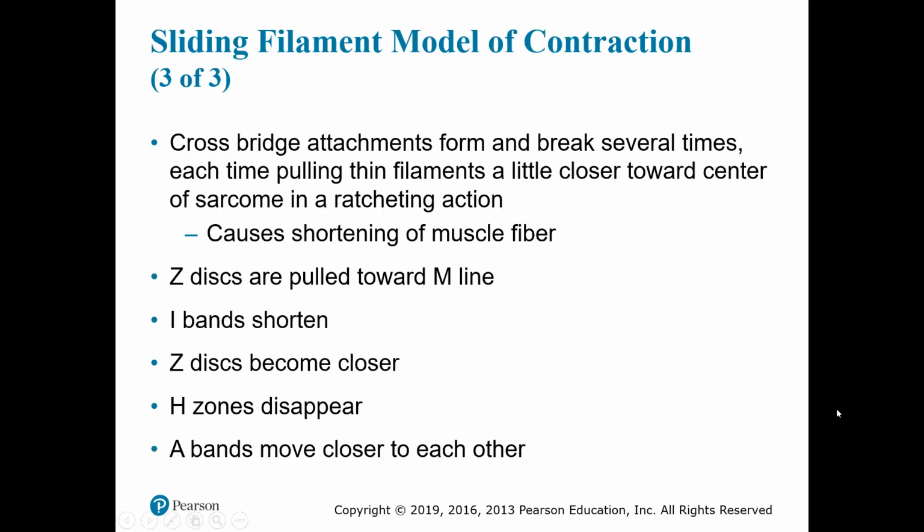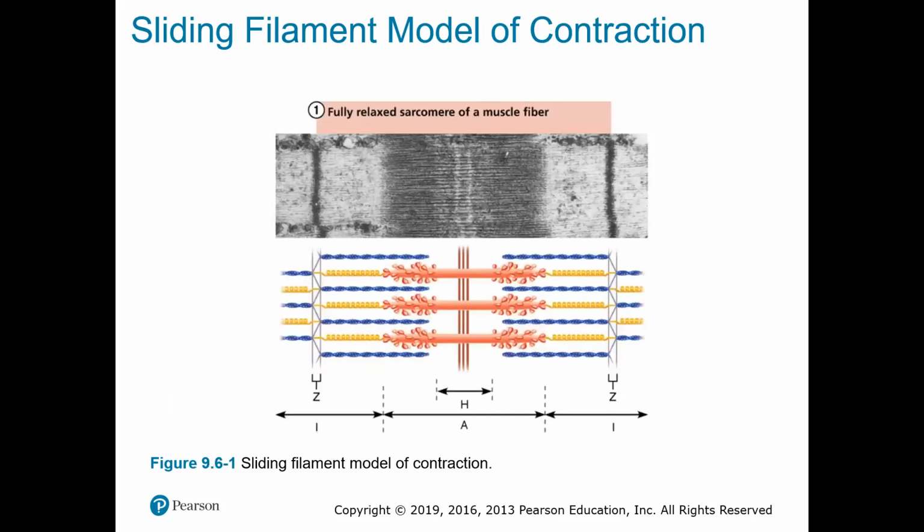So when we pull the actins, we pull the Z lines closer together. The I bands get smaller. The Z lines get closer together. The A band gets thicker, gets darker. So what happens here? This is a sarcomere. I'll show you exactly what happens here.